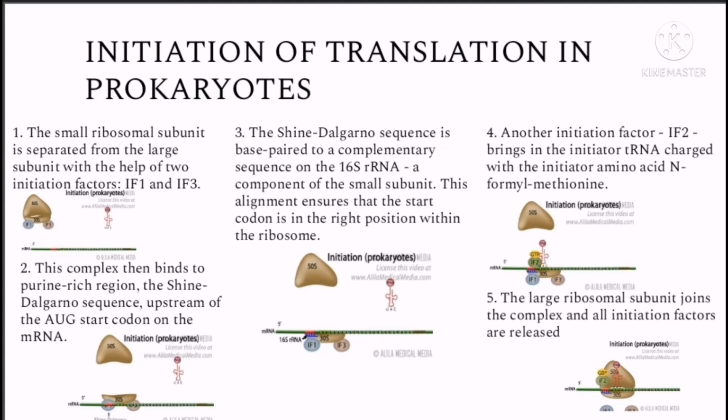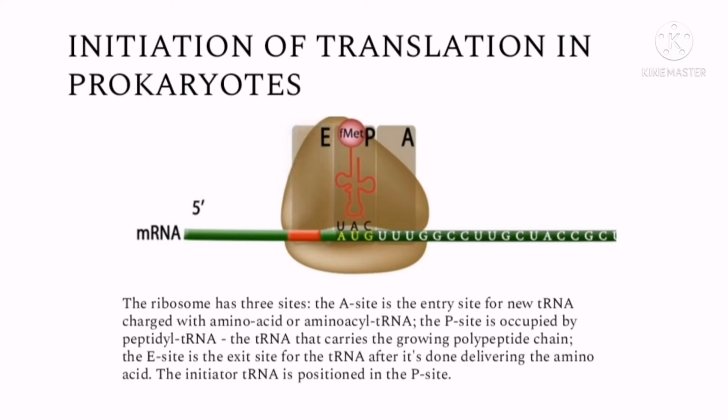Now the last is that the large ribosomal subunit joins the complex and all initiation factors are released. So now the two ribosomal subunits, the bigger one and the small one, will form a complex. The large ribosomal subunit, as you can see in this picture, will now join the complex and all initiation factors are released. After being joined, the initiation factors are then released. In the fifth picture, which is the final picture of the initiation of translation in prokaryotes, we will see it in a bigger picture.